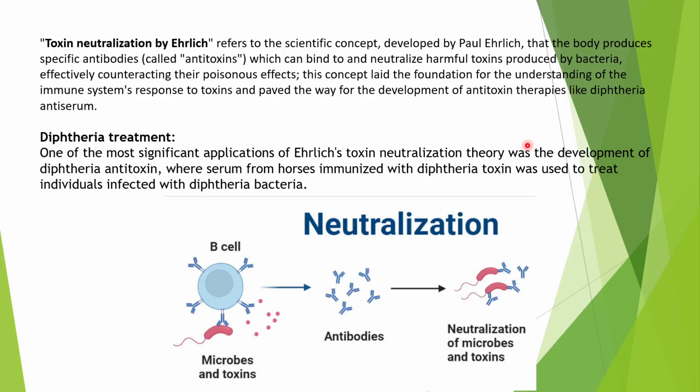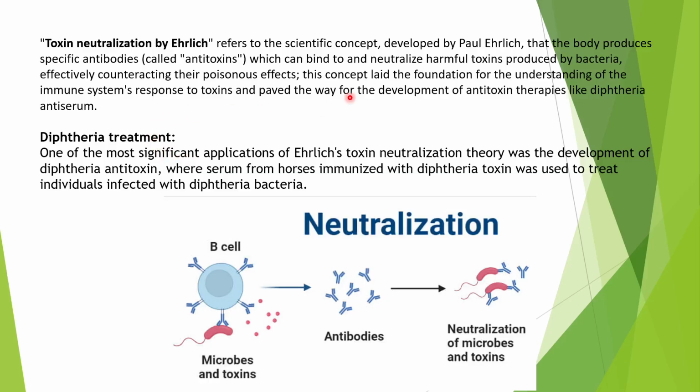Next is toxin neutralization by Ehrlich. This refers to the concept developed by Paul Ehrlich that the body produces specific antibodies, which were then called antitoxins, which can bind to and neutralize harmful toxins produced by bacteria, effectively counteracting their poisonous effects. This concept laid the foundation for the understanding of the immune system's response to toxins and paved the way for antitoxin therapies like diphtheria antiserum.